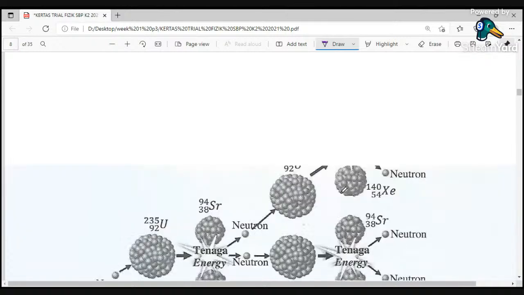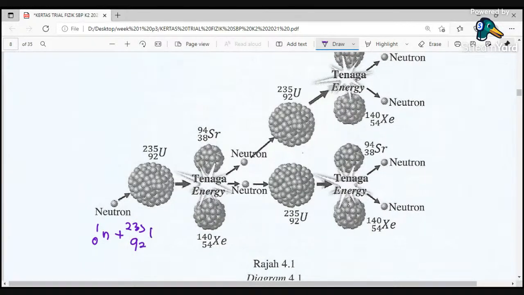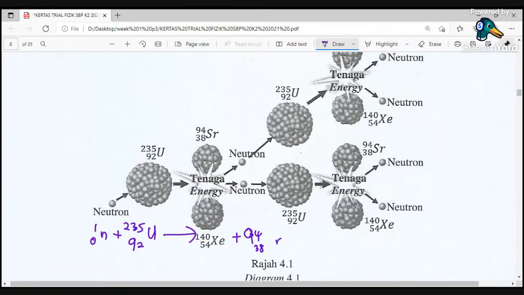Write the nuclear reaction that occurs in diagram 4.1. Just follow this one. There is 1 neutron from here, 1 0 n. Then uranium 235 92 splits to xenon 140 54 plus strontium 94 38 plus how many neutrons here? 2 neutrons, 2 1 0 n. So both sides balance.